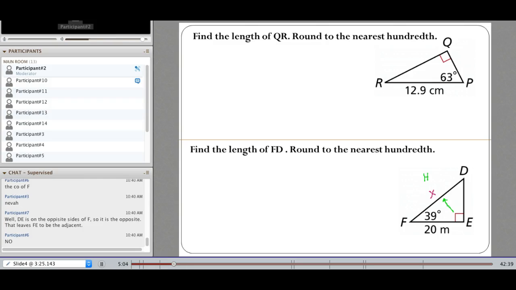So it's either angle F or angle D, one of the acute angles. And you guys are right. We're going to go with angle F here because we know angle F. Okay, so that's your big clue there. So that looks like it's making sense to you guys. So which side is opposite angle F?